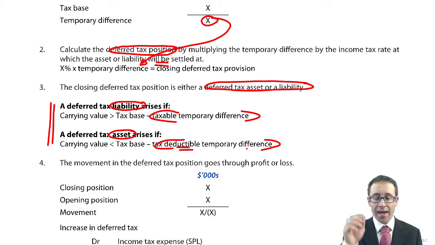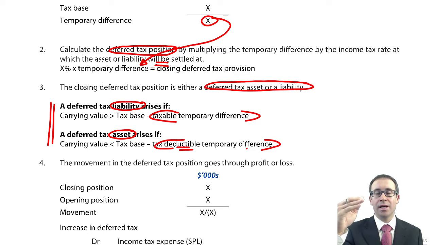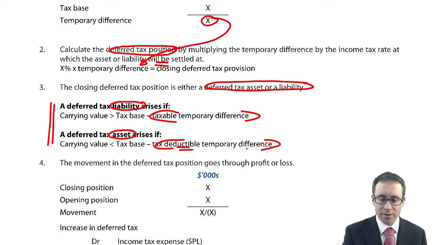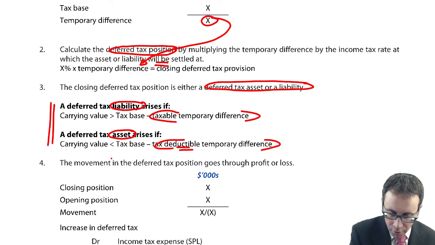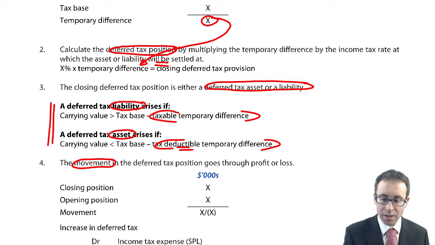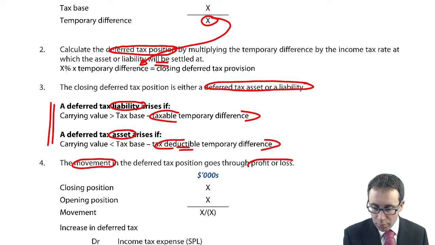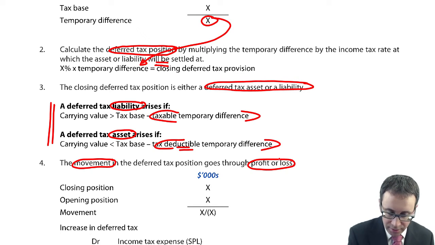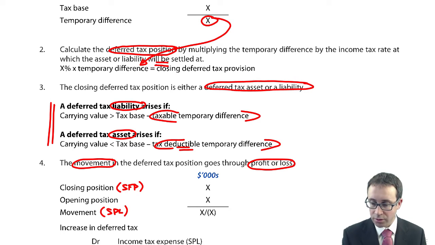Okay, excellent. So we've worked out the temporary difference, we've worked out the position, we've then determined whether that position gives us a deferred tax asset or liability. The key bit, as I look towards the heavens, is hoping that you look at the movement in the position. That goes to profit or loss, doesn't it? So you look at your closing deferred tax. So that's the figure that goes on the statement of financial position. The movement goes in the statement of profit or loss, doesn't it?